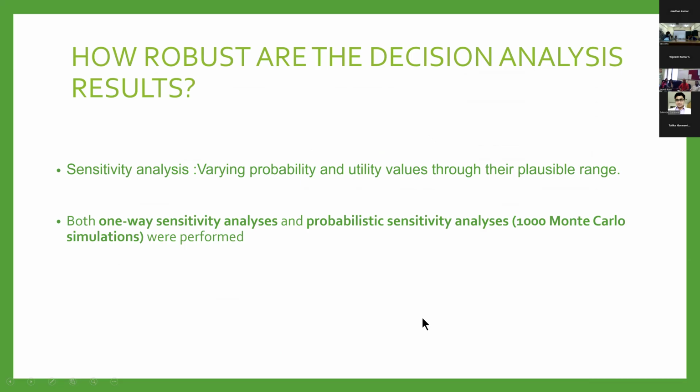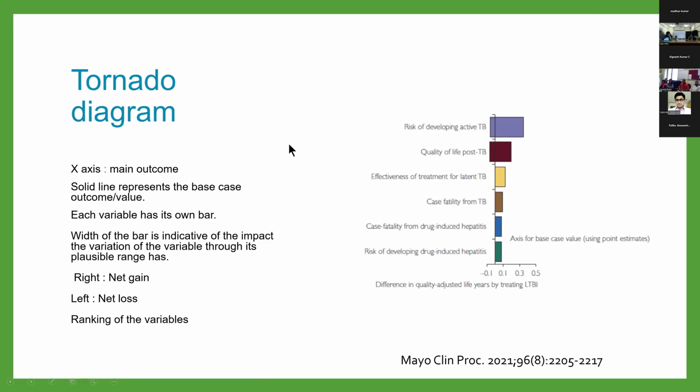So we have got an ICER, and based on that, we know it's cost effective. But how robust are the decision analysis results, or how certain are you? Like how in relative risk we give a confidence interval. To know how certain you are, you can do a sensitivity analysis. Here, they have done both one way and probabilistic sensitivity analysis. What is sensitivity analysis? It can be represented in something called a tornado diagram.